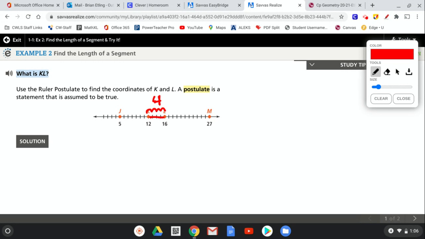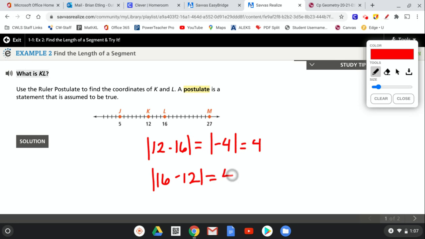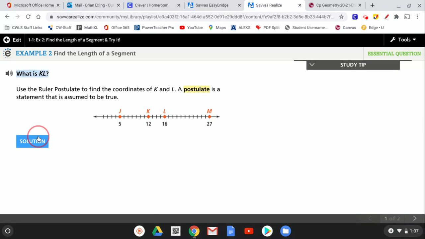They might tell you K is at 12, L is at 16. How far apart are they? You could draw your number line and count. That's fine. But if we are going to use the ruler postulate, we would do 12 minus 16 and take the absolute value. We get the absolute value of -4, which gives us 4. We could also do 16 minus 12 and take the absolute value, which is the absolute value of 4, and that is 4. Good. Either way is fine. They have the solution here. They just did it with the ruler postulate and the absolute value.